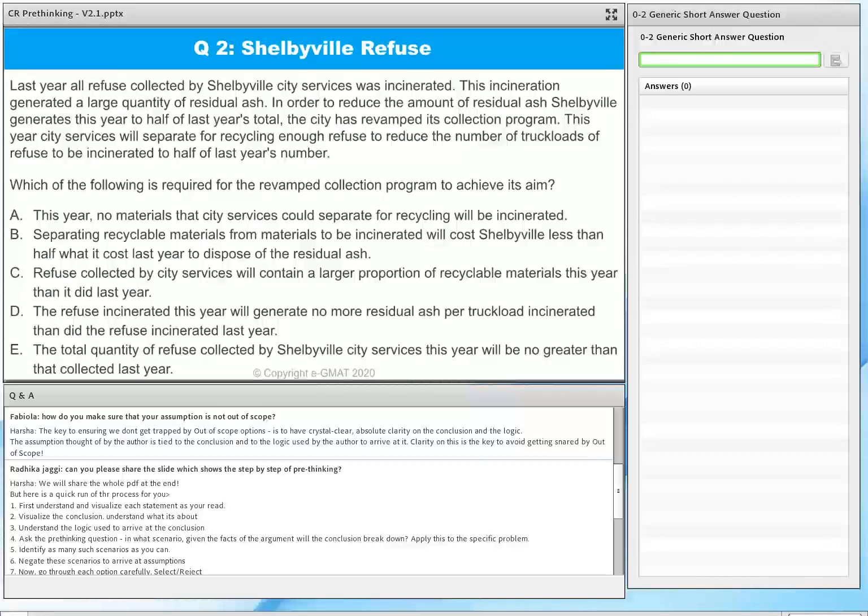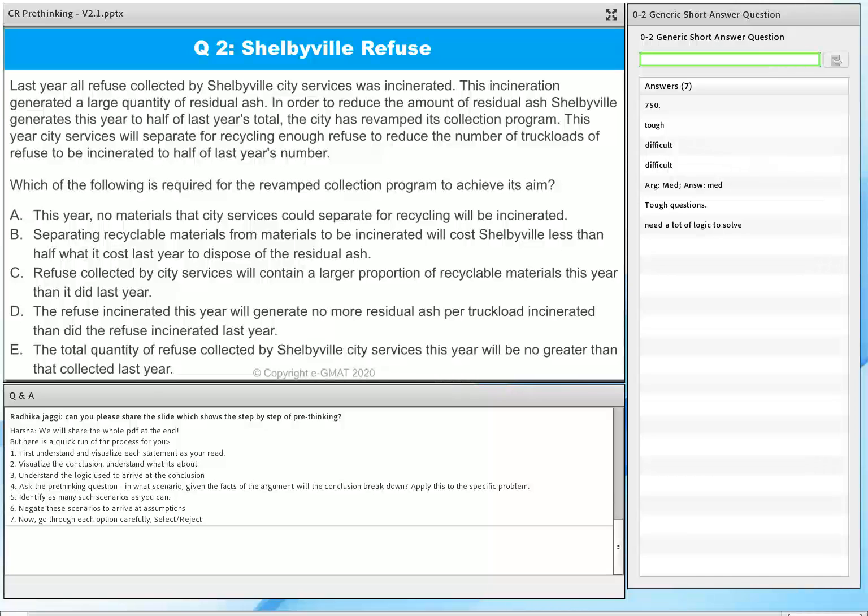There are a few more that are in the same category, but nothing that's super difficult. These are difficult questions. And argument medium, answer medium. Okay, good. I like how you're reusing the format. Both of these are official questions, yes. So the first one's also an official question. This one's also an official question, yes.